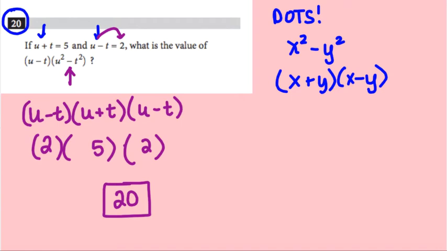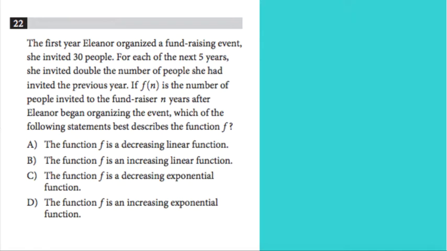All right, I know this is a rather long video, but I'm going to do one more. This is on actually practice test 6 math calculator. We're on number 22, so it's probably a medium level question.